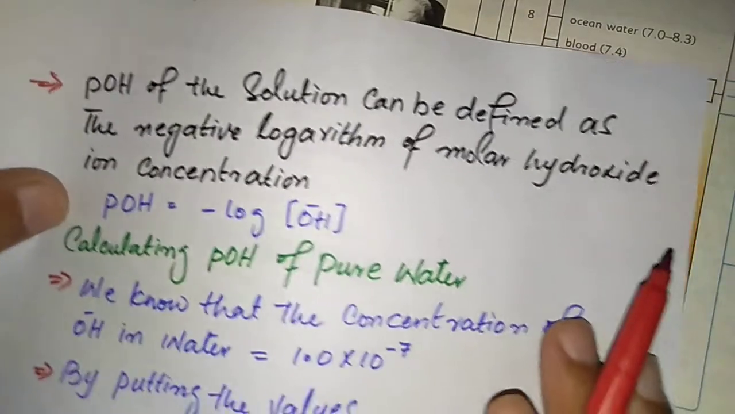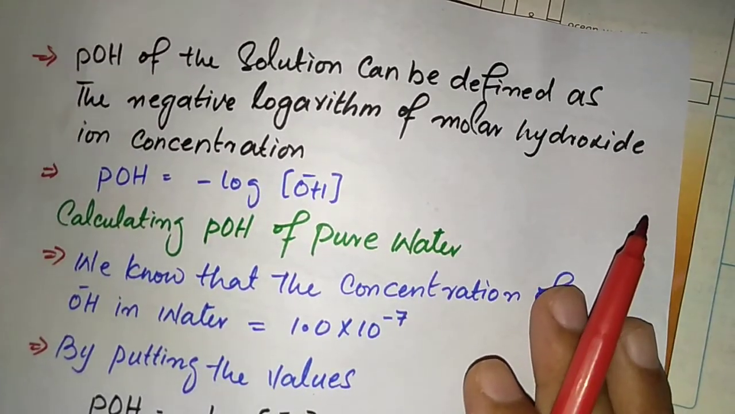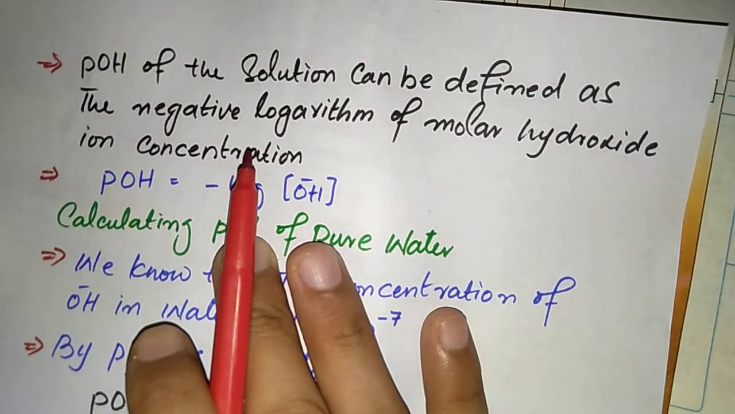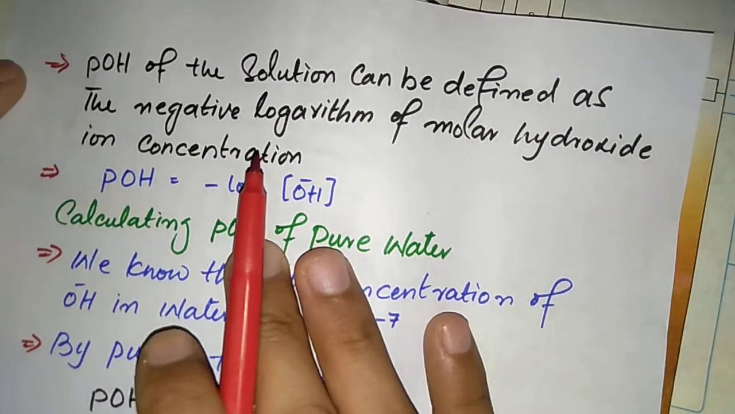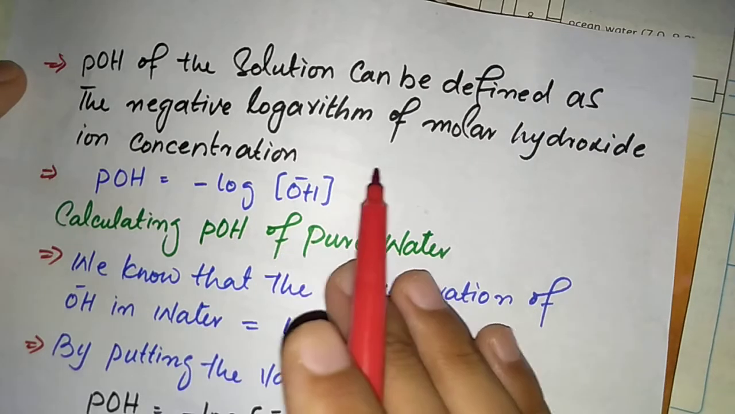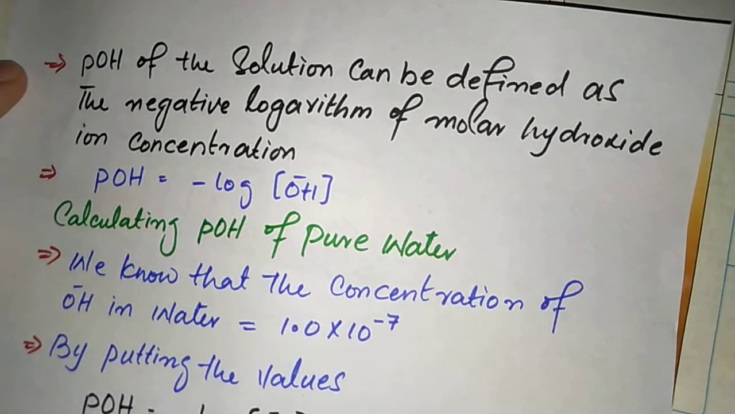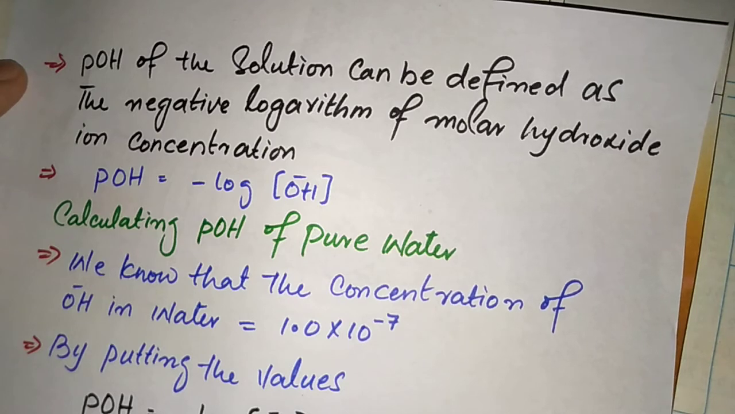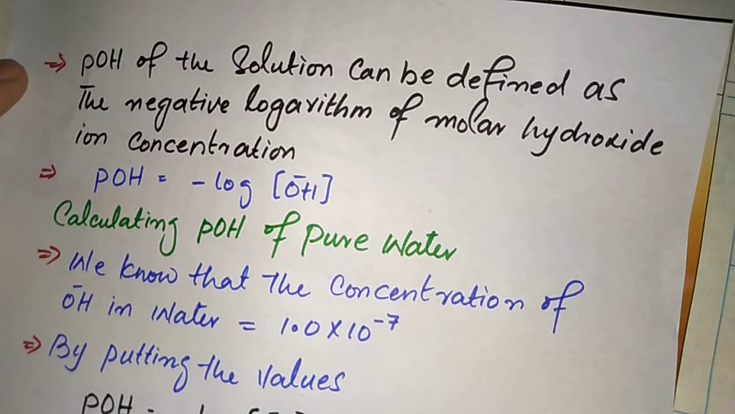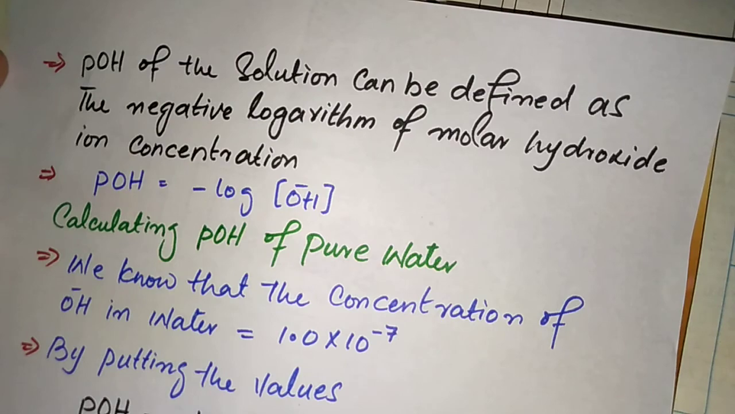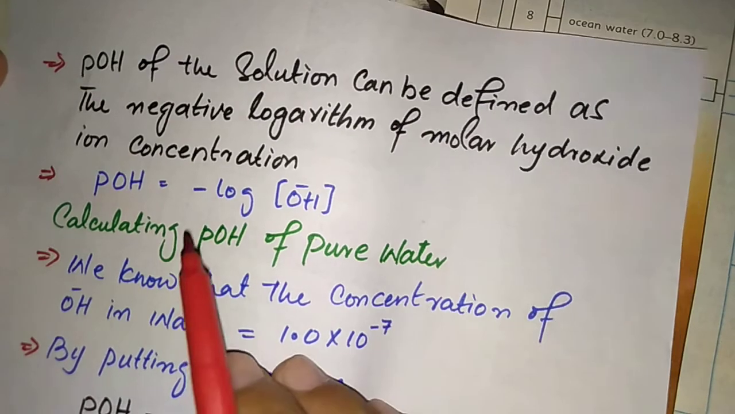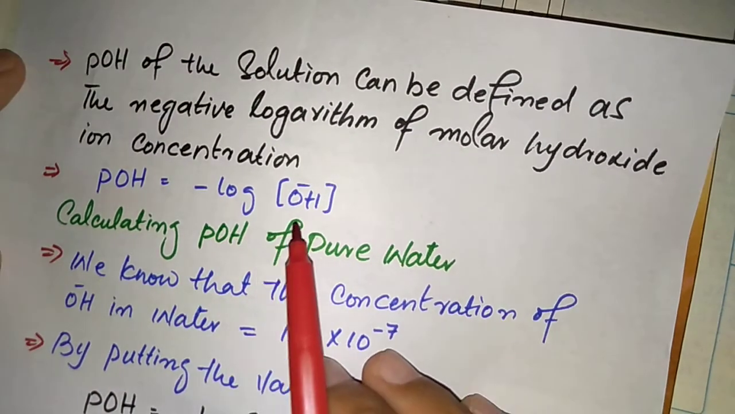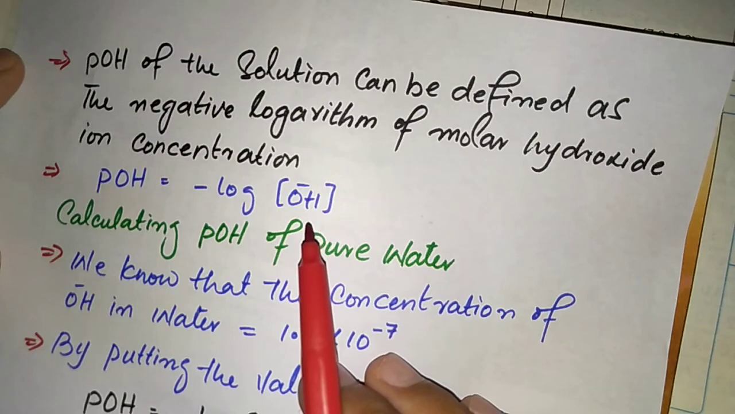Now we are going to discuss the pOH scale. The pOH of a solution can be defined as the negative logarithm of the molar hydroxide ion concentration. It is just like the pH. In pH, we said negative logarithm of the hydrogen ion concentration. Here we say negative logarithm of the hydroxide ion concentration.